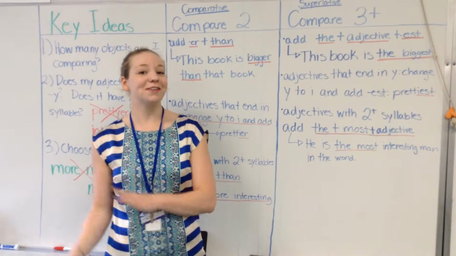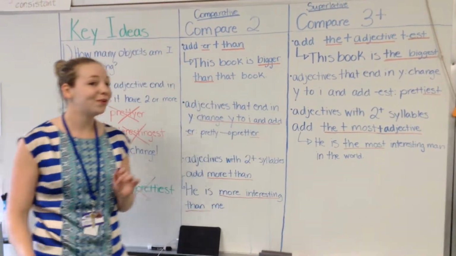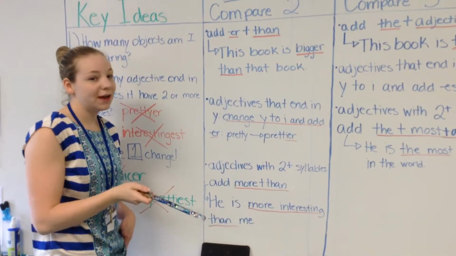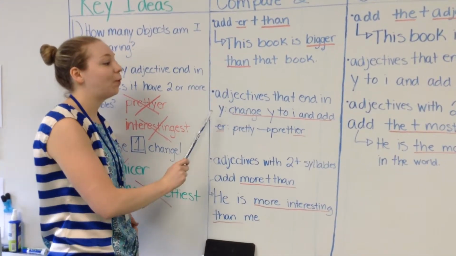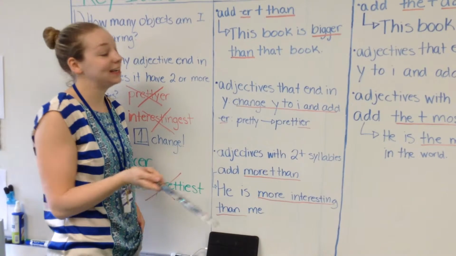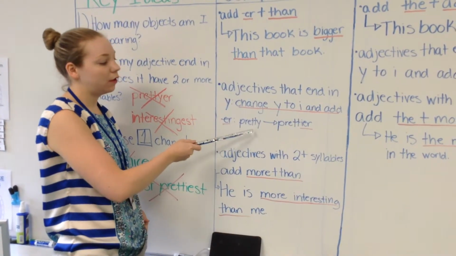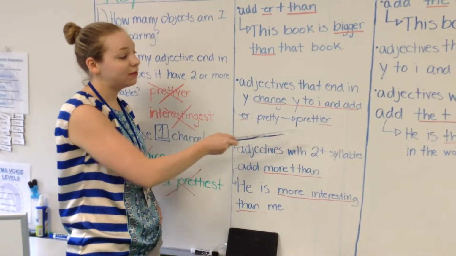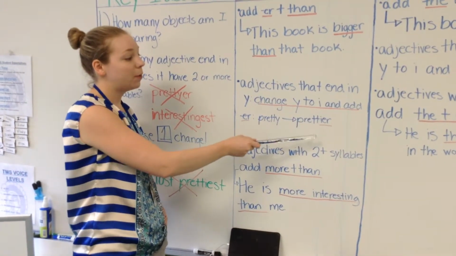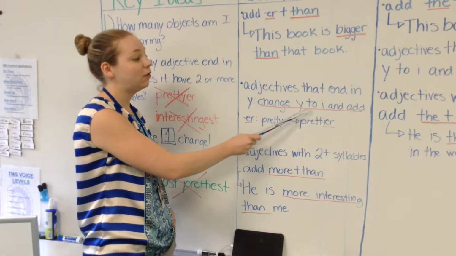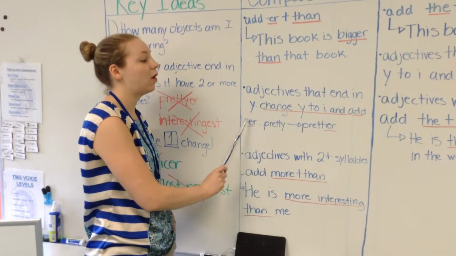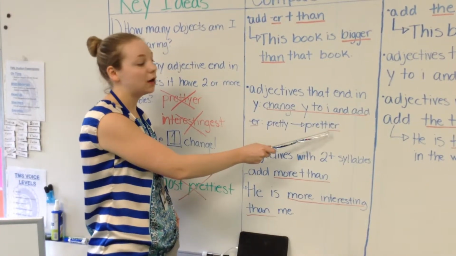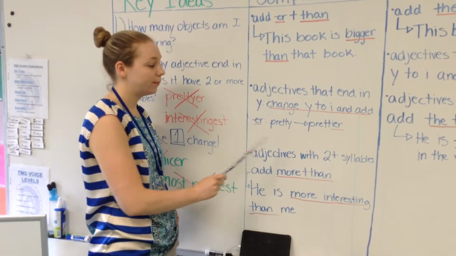Now if we start to look at some of those exceptions to the add ER than rule, we first have to look at adjectives that end in the letter Y, of which there are many. For example, the adjective pretty ends in Y. Now we still add ER, but we have to change that Y to an I and add ER afterwards. So pretty becomes prettier, I-E-R.